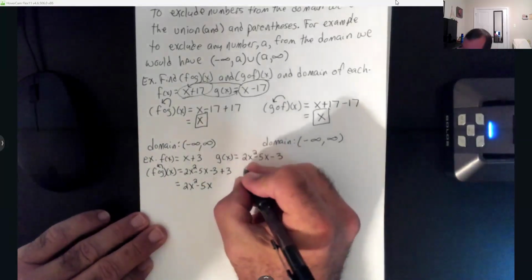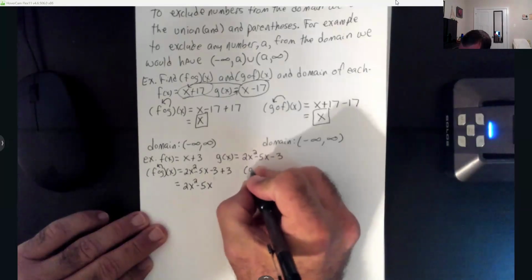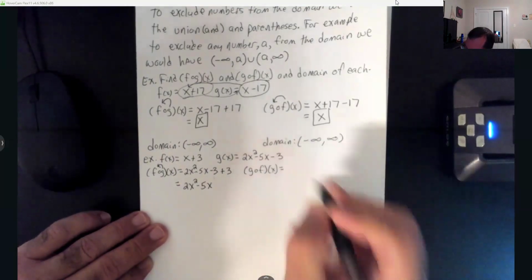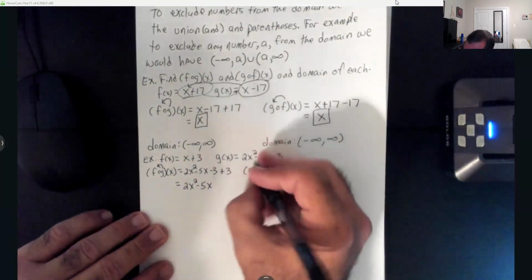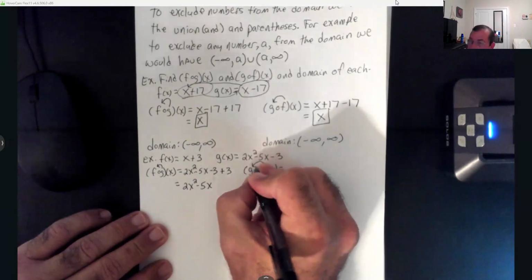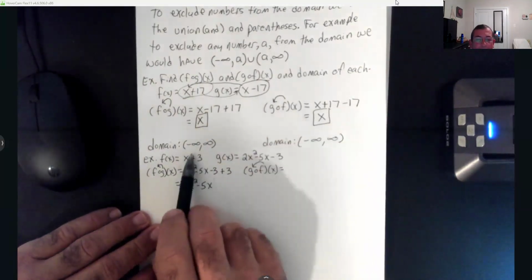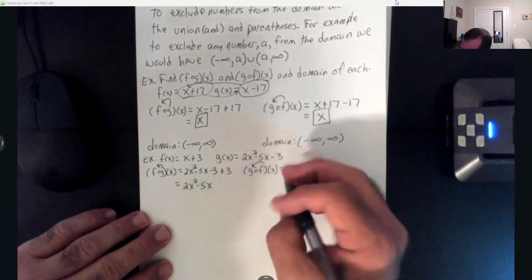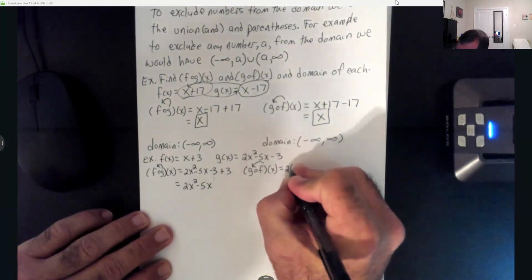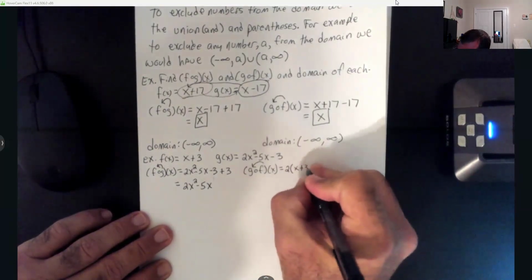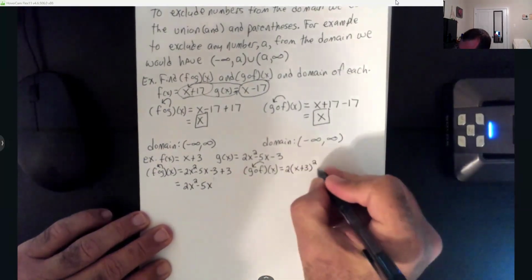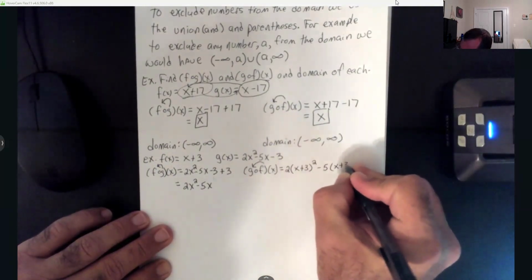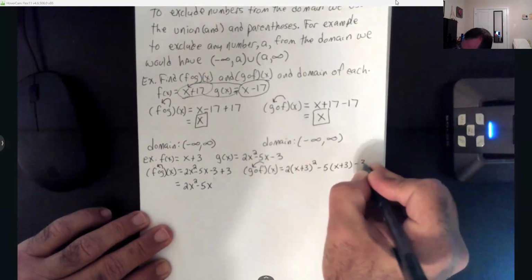So let's play with, I'll tell you, this one will be a little trickier. g composed f of x. You know what that means? We're putting the f into the x's for the g. So y'all, you're putting this x plus 3 in for both of these x's. So you're going to have 2 times x plus 3 squared minus 5 times x plus 3 minus 3.